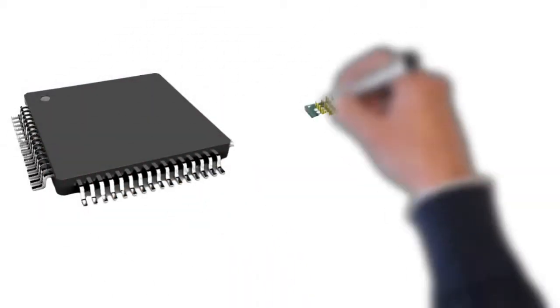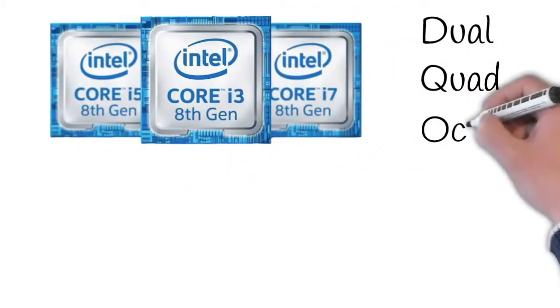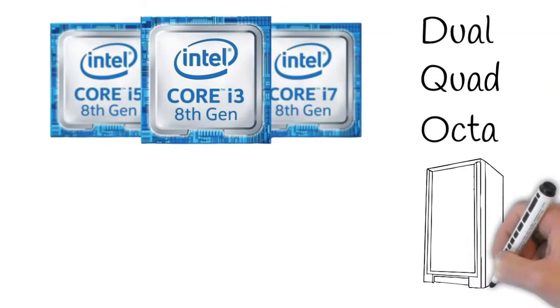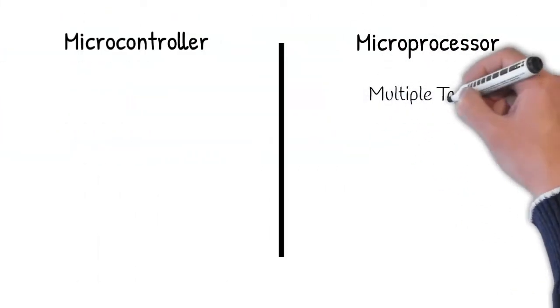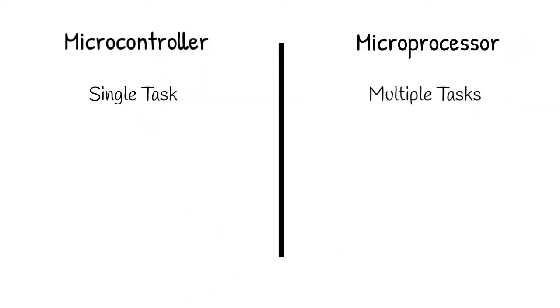A microcontroller is not to be confused with a microprocessor. We're all pretty much used to the processor chips like Intel dual core, quad core, octa core chips that are embedded into our PCs and laptops. So the processor is used for multiple and complex operations, whereas the controller is used for simple and single tasks.